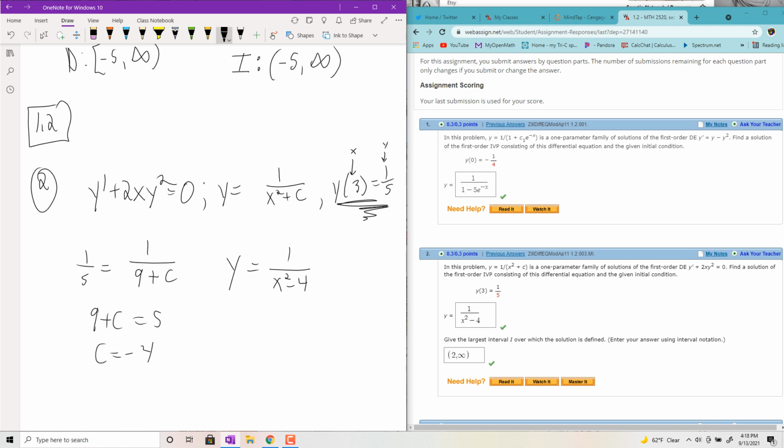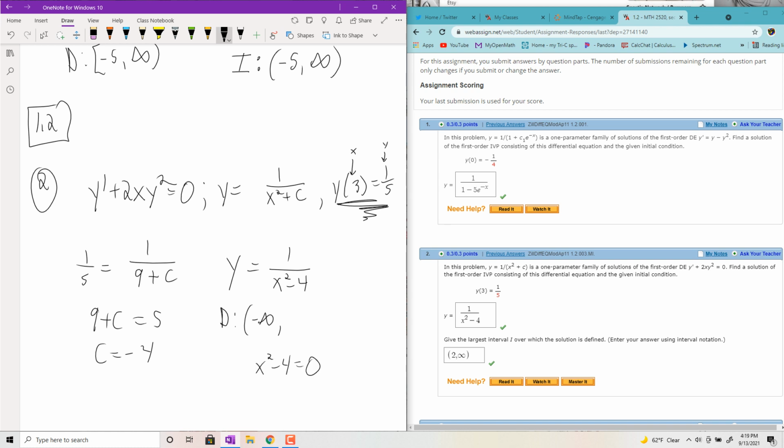The domain of this function is just going to be everywhere the denominator is not 0. So negative infinity all the way up to, and if you need to, go down here and solve this equation.